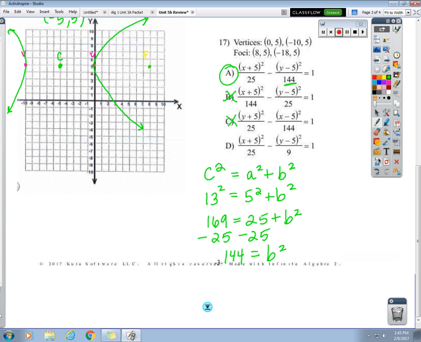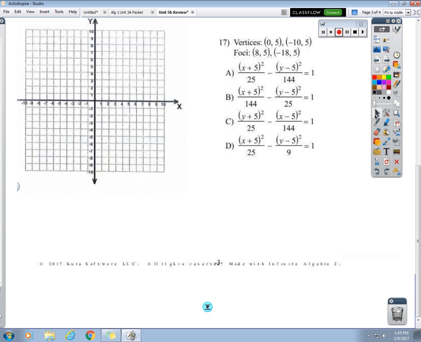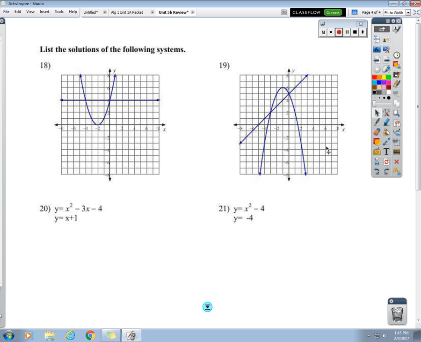Okay, number 18. List the solutions of the following system. When you have two things that have been graphed, what do they mean when they say the solution? Where they intersect, right. So how many solutions are we going to have in number 18? Two. Here's one where they intersect, and here's the other.